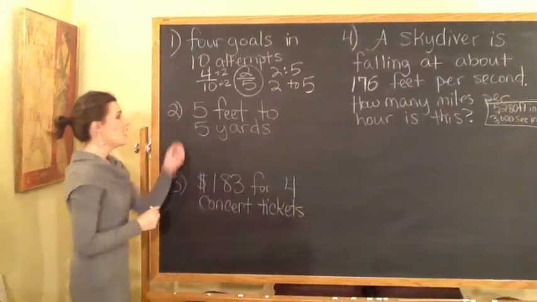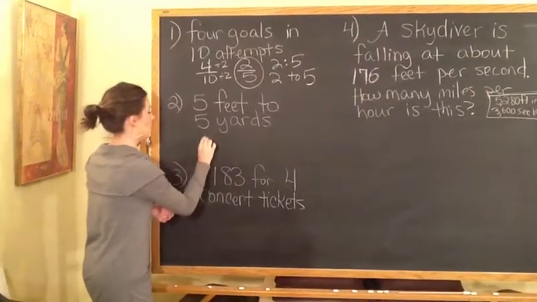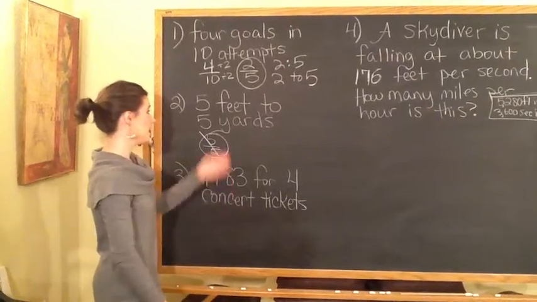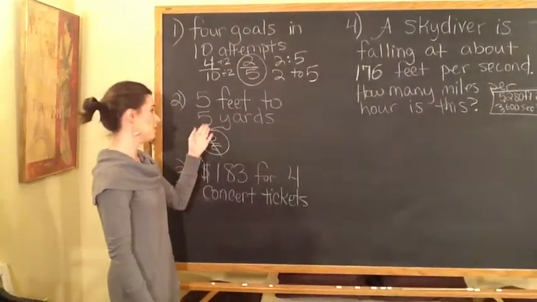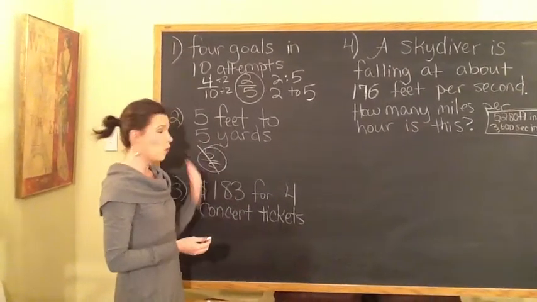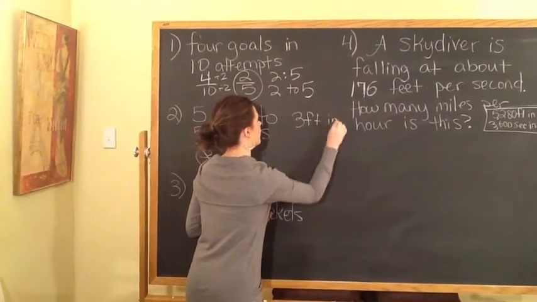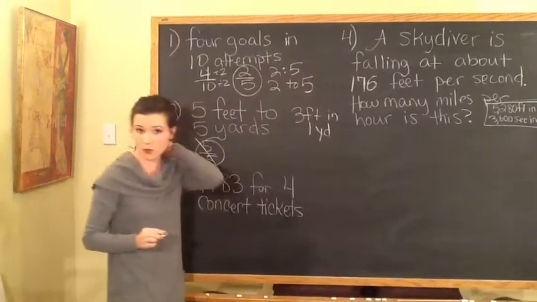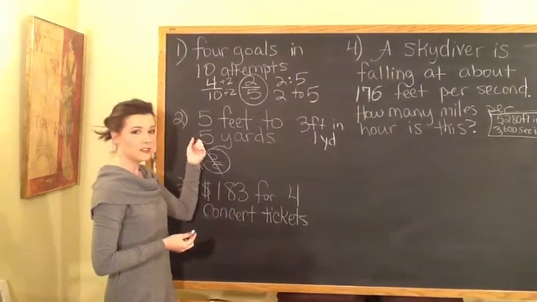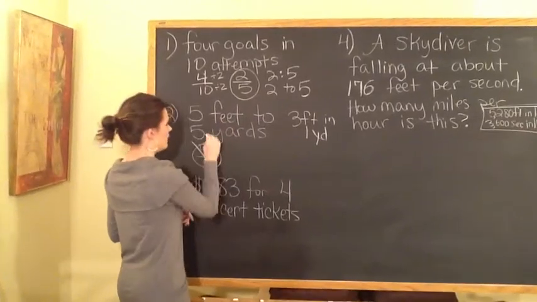Number 2 says 5 feet to 5 yards. Okay, first of all, you might want to think, okay, right away doing 5 over 5. However, that is not true because here we're talking about 5 feet and then we're talking about 5 yards. So first of all, you got to know how many feet are in 1 yard. So first of all, you have to realize that there's 3 feet in 1 yard. Okay, so once we figure out that there's 3 feet in 1 yard, we can go ahead and multiply this by 3 so that we can go ahead and get our new rate. So we have 5 feet and 5 yards.